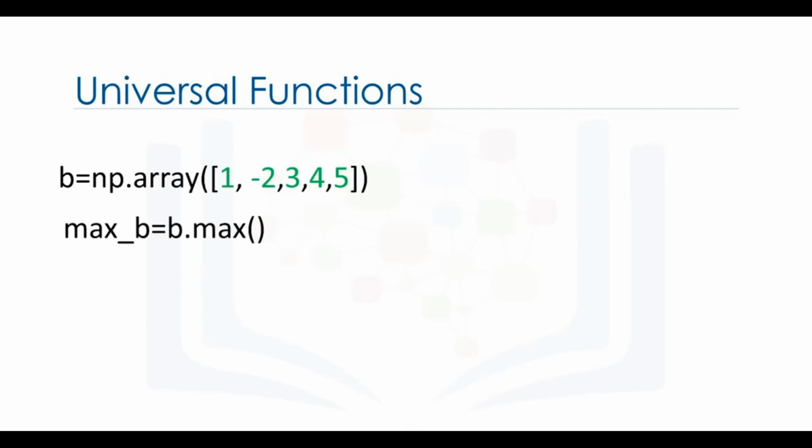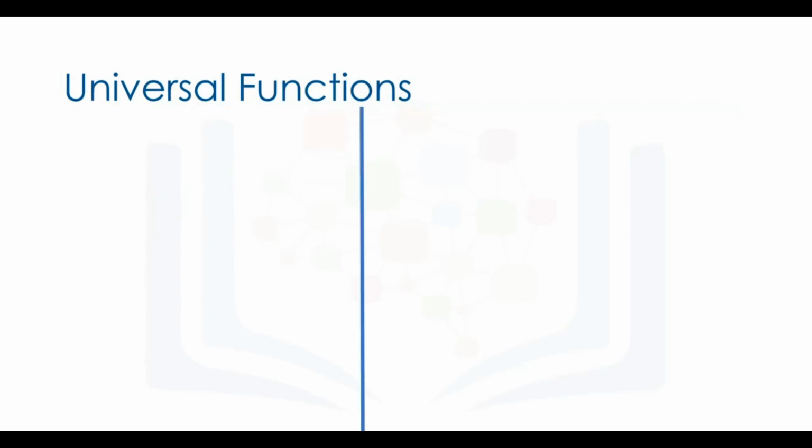There are many other functions. For example, consider the NumPy arrays B. We can find the maximum value using the method max. We see the largest value is 5. Therefore, the method max returns a 5. We can use NumPy to create functions that map NumPy arrays to new NumPy arrays.